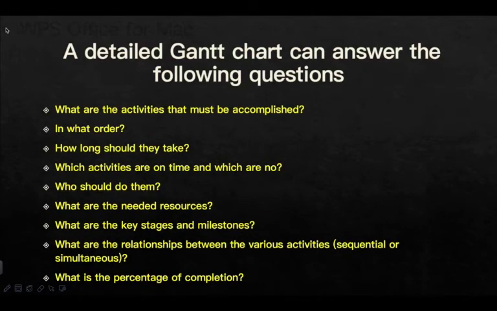A detailed Gantt chart can answer the following questions: What are the activities that must be accomplished? In what order? How long should they take? Which activities are on time and which are not? Who should do them? What are the needed resources? What are the key stages and milestones? What are the relationships between the various activities, sequential or simultaneous? What is the percentage of completion?